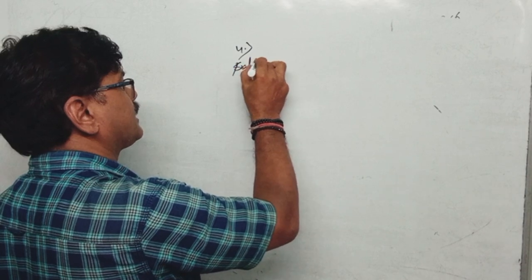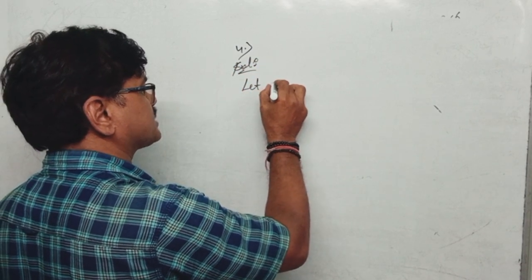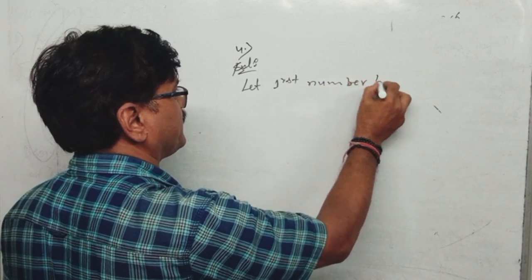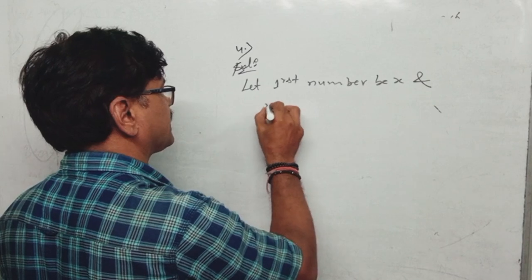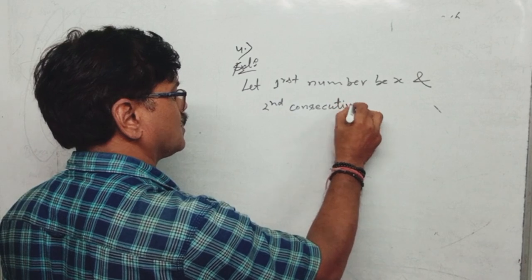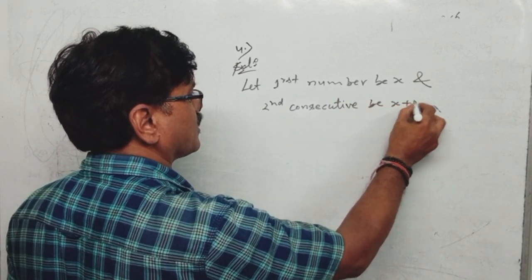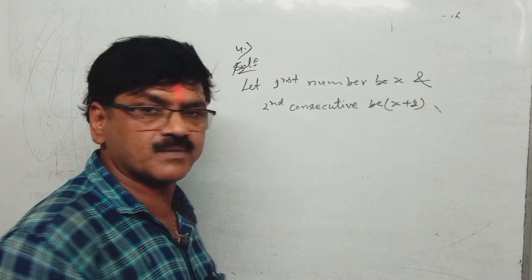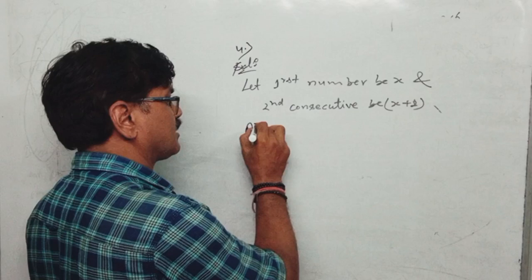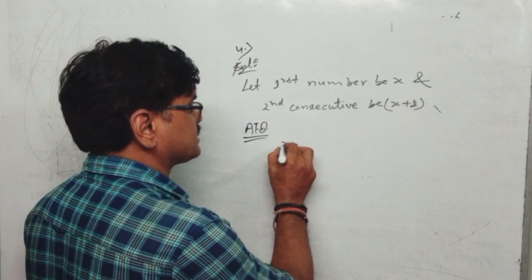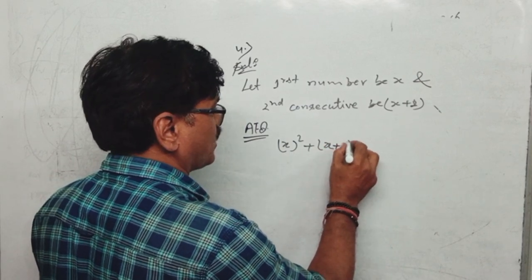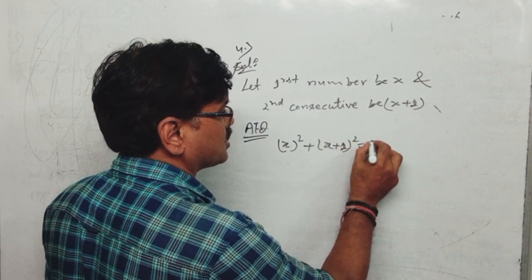So you will write fourth solution. You will write, let first number be x, and second consecutive number be x plus 1, because difference between two consecutive numbers should be 1. And the question is, according to question, sum of whose squares means x square plus x plus 1 whole square is equals to 365.